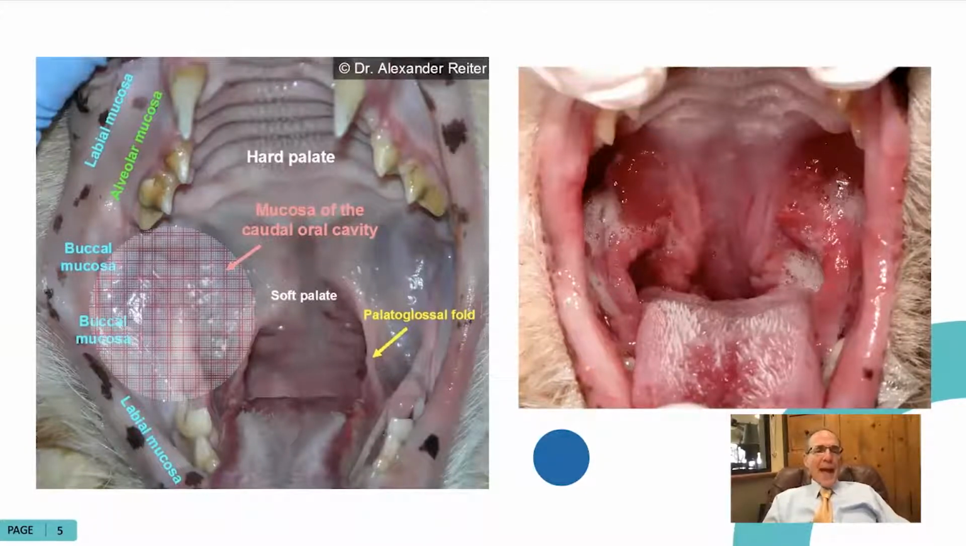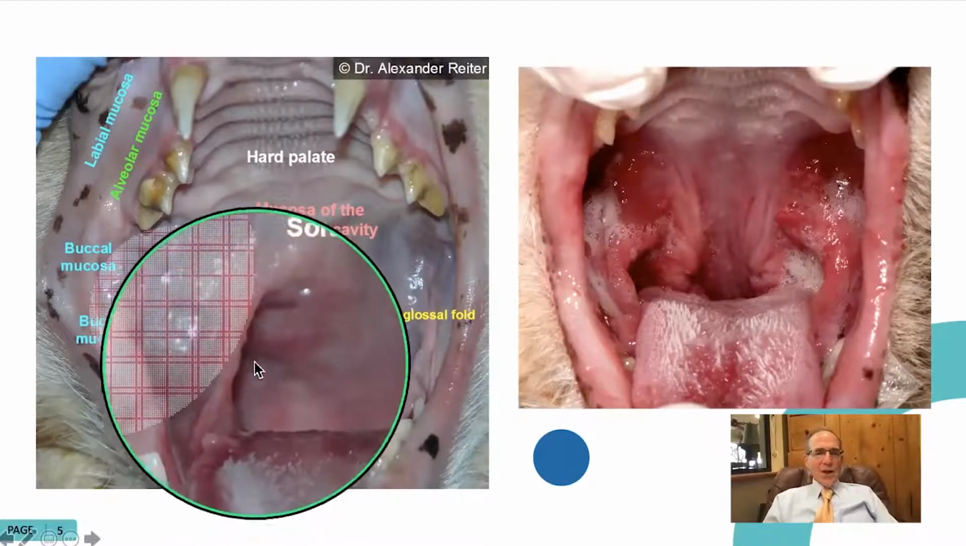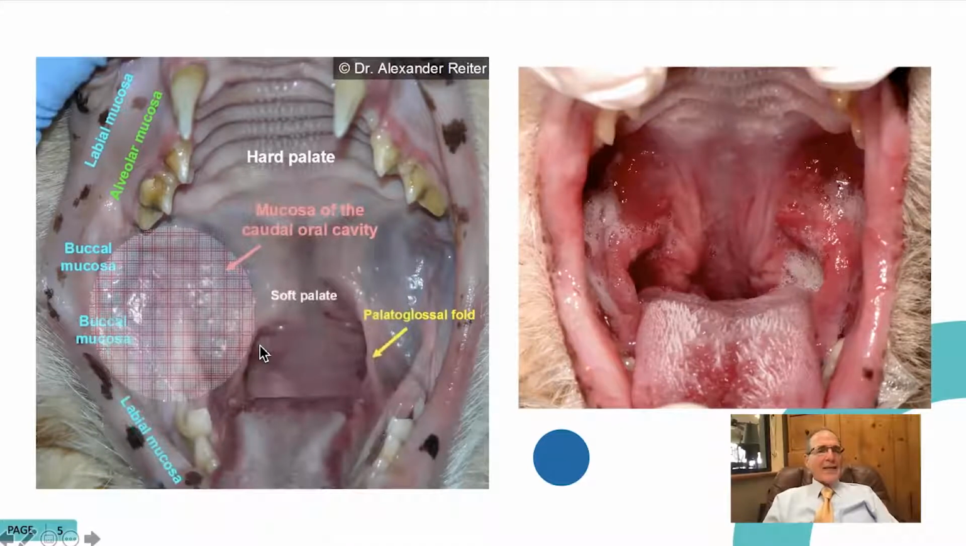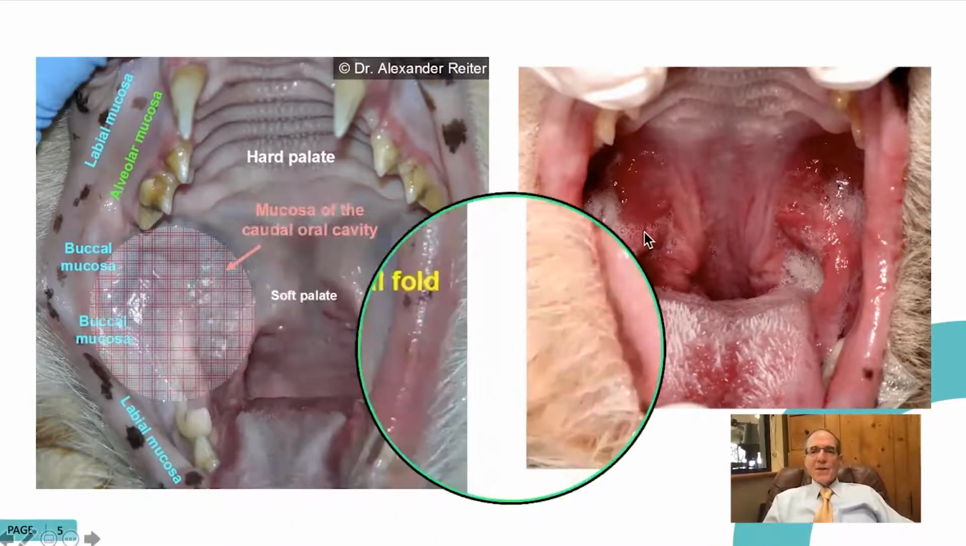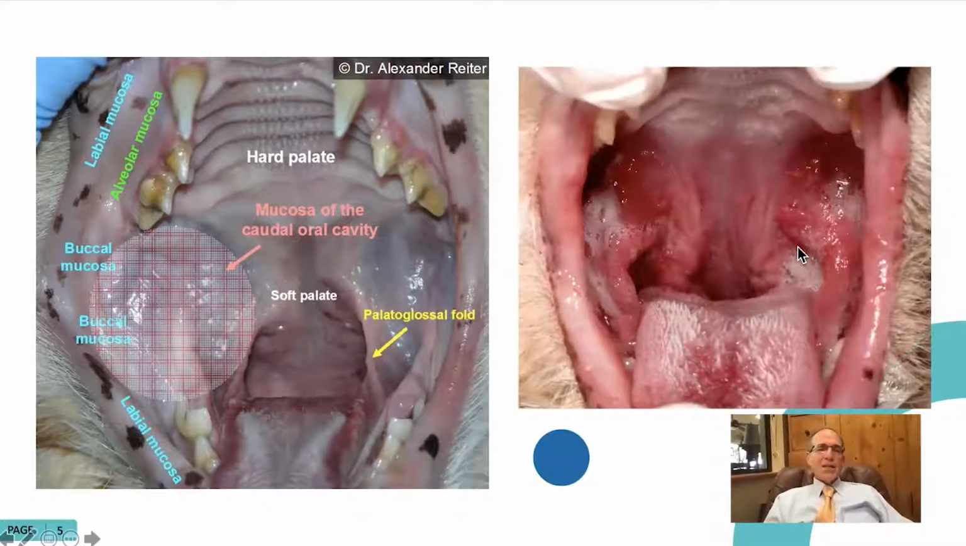Moving a little further back in the cat's mouth, the area that commonly gets inflamed is called the mucosa of the caudal oral cavity. At one time, it was called the fauces or faucitis, but the fauces are actually, as we'll learn very soon, on the inside of this palatoglossal fold. So when there's inflammation, which is typical in stomatitis cases, it's inflammation of the mucosa of the caudal oral cavity.